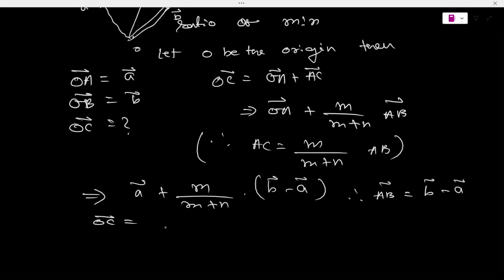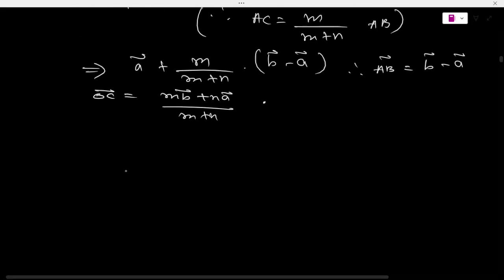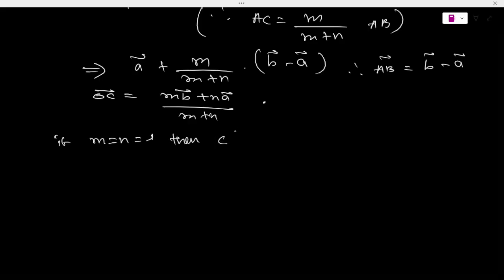So what will OC vector come out to be? OC vector will be M into B vector plus N into A vector, divided by M plus N. And if M is equal to N is equal to 1, then C will be the midpoint, and OC vector will definitely be A vector plus B vector divided by 2.